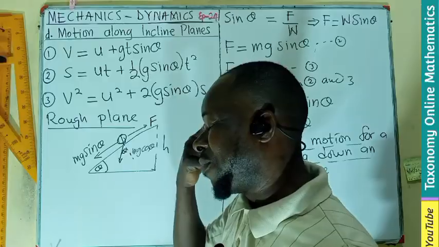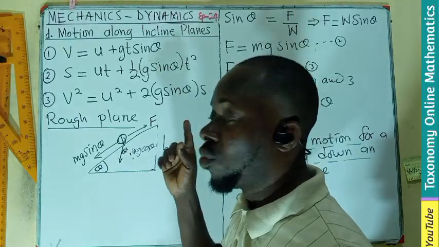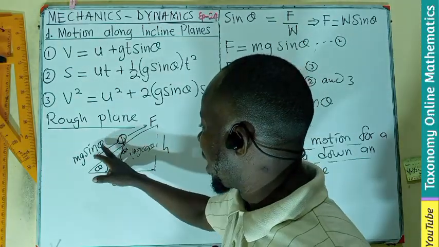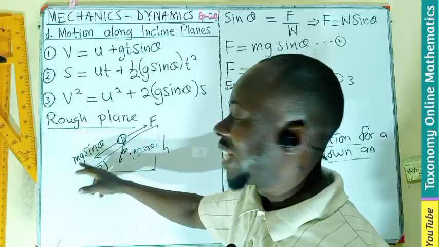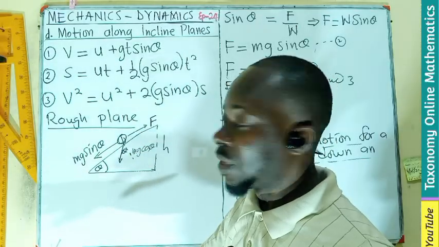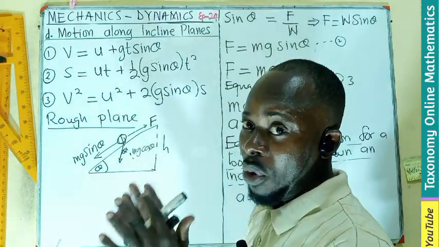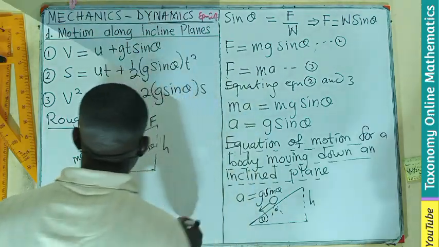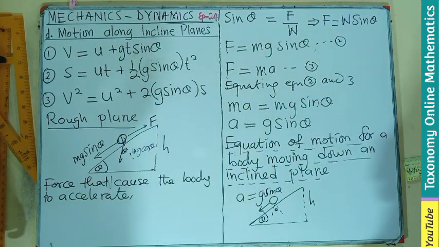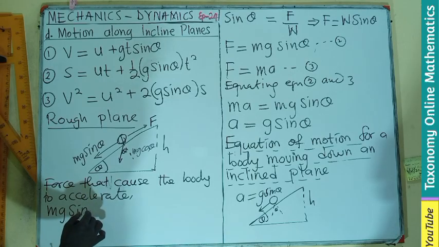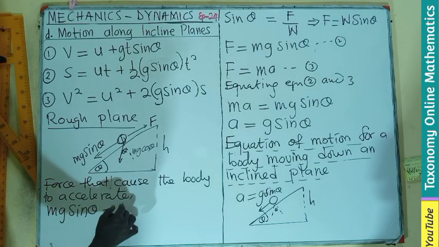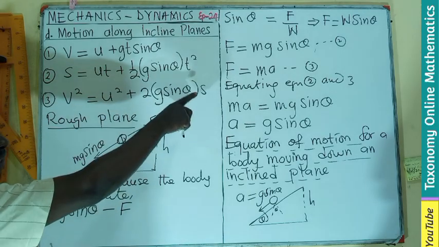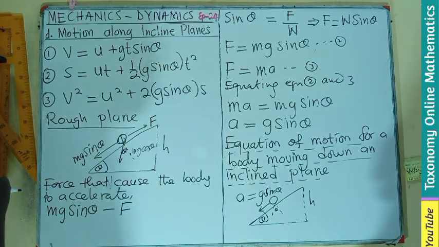So we can say that the force that will cause the body to move down, the one that is going here, must be bigger than this before the body will move down. When both are the same, the body is going to be on a rough plane. So we can say that the force that causes the body to accelerate is going to be mg sine theta minus the frictional force, the frictional force that is pulling the body out then.